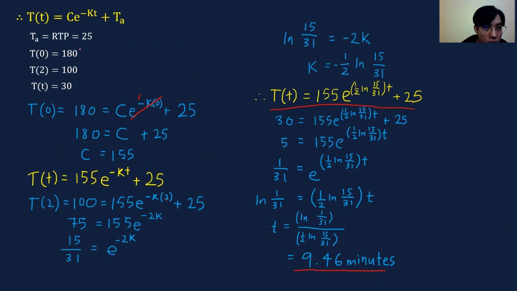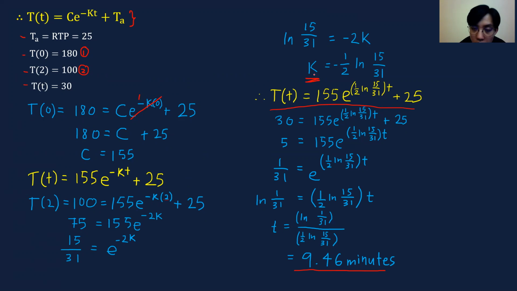So from the previous slide, this is the equation that we obtained. So these are the conditions from the questions. By applying the first condition, we can obtain the value of C. From the value of C, we put it back into the equation. And then from this second equation, we use the second condition to obtain the value of K.